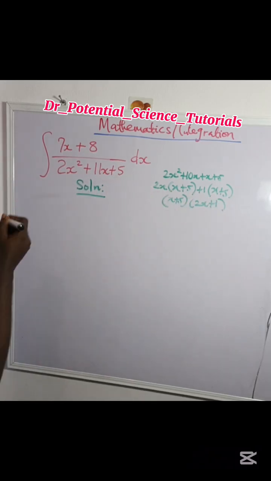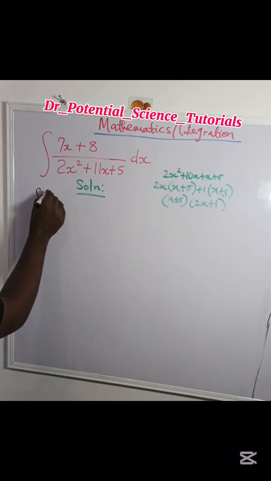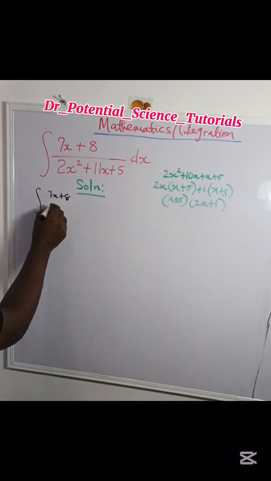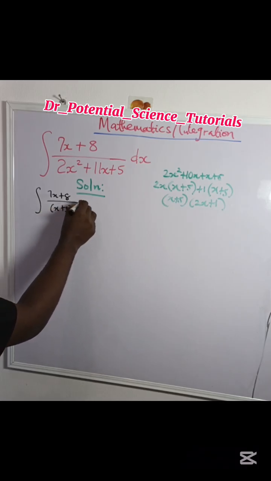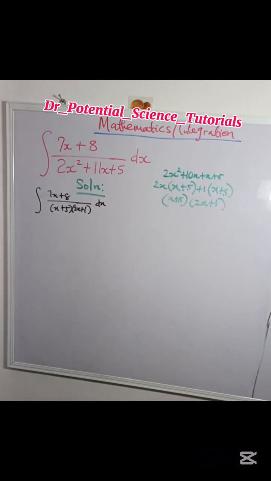Then we rewrite this big fraction, (7x + 8) divided by (x + 5)(2x + 1) dx. We are still not done. We still need to solve by partial fraction.